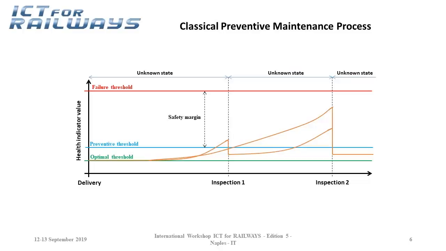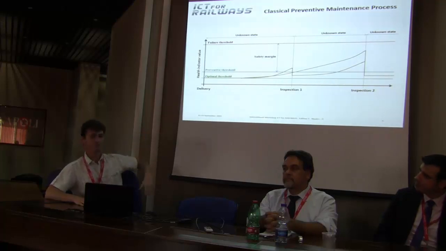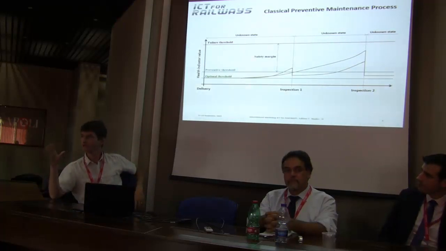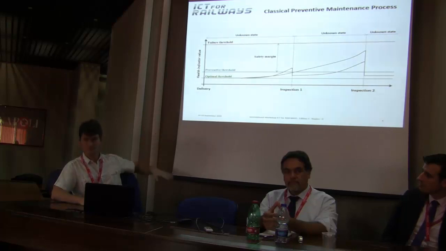On this figure you have the health indicator value, meaning the level of degradation of the system, plotted against time. Here is the point: from the delivery to the decommission, you have inspections, and you have only a vision of your system during inspection. Out of or between inspections, you are totally blind. You have an unknown state of your system.